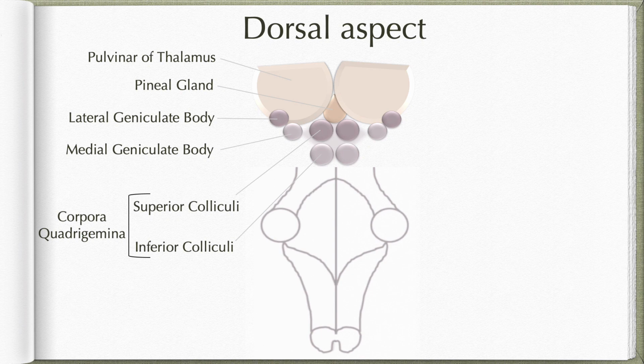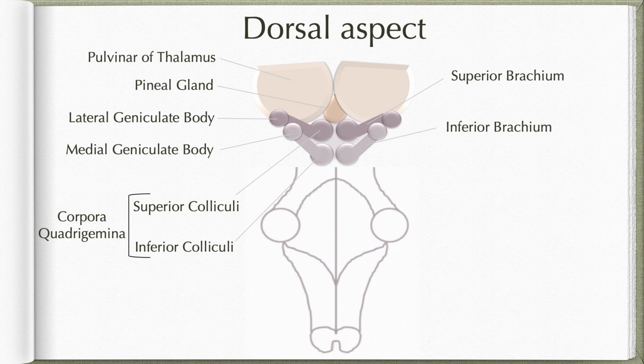Now, superior colliculi is involved with visual responses or visual reflexes, and this is connected with the lateral geniculate body by means of a fiber bundle known as superior brachium. Inferior colliculi are a part of auditory pathway. They project to the medial geniculate body by means of inferior brachium.